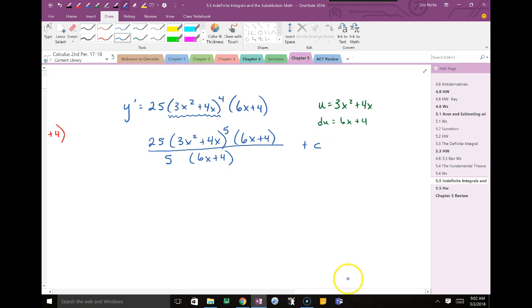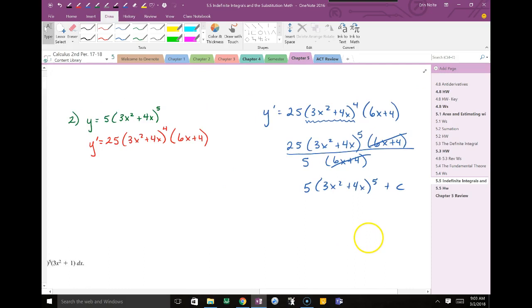Now check it out, what cancels out? The 6x plus 4s, because we're undoing the chain rule. And then what happens with 25 over 5? It turns to 5. So we have 5 times (3x squared plus 4x) to the 5th plus c. So you can see that those are equivalent.